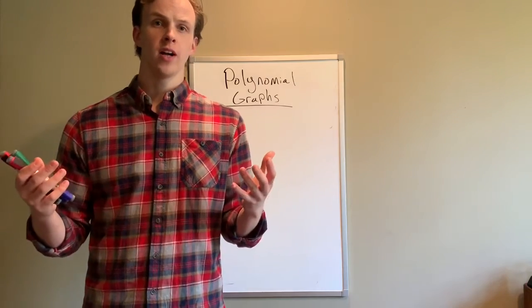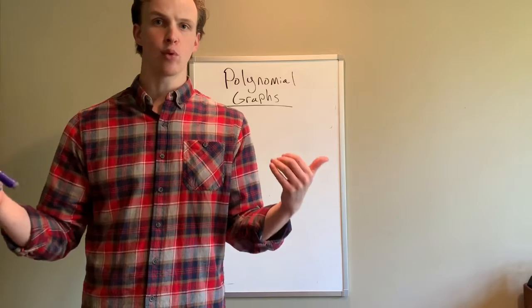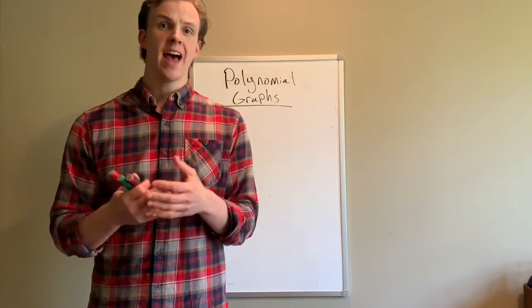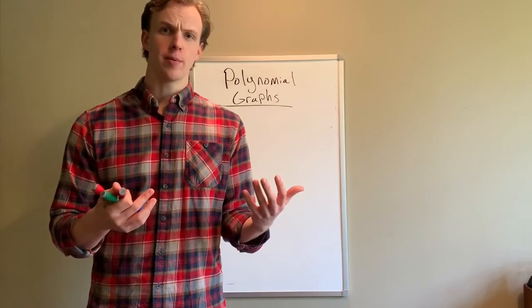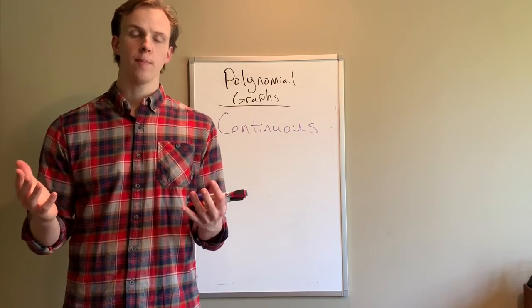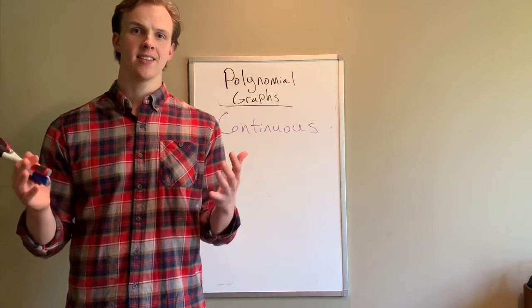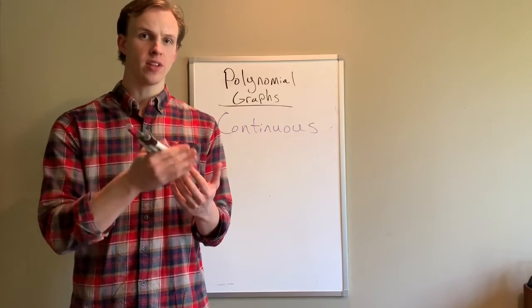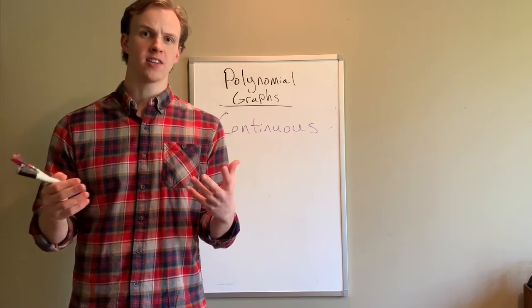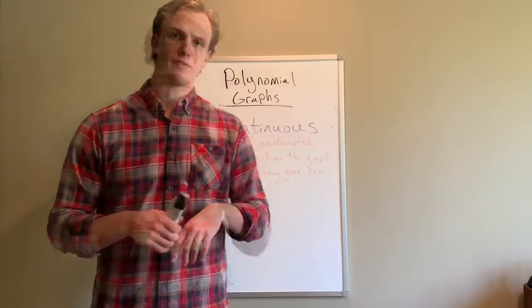I've said it before, but polynomials come in all different shapes and sizes. It is an incredibly broad field of functions. However, the graphs of all polynomials have a few common characteristics. First, all polynomial graphs are continuous. Continuous means that a function is smooth and unbroken. In other words, you could draw the graph of the function without ever lifting your pencil from the page.